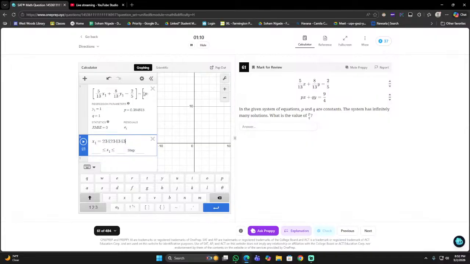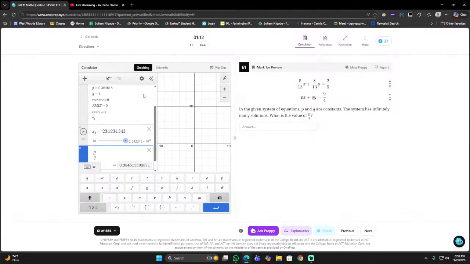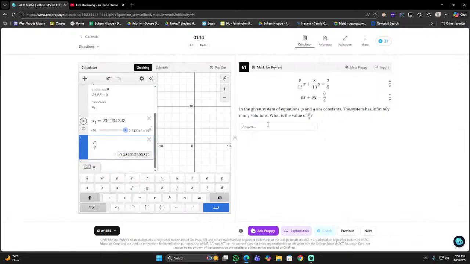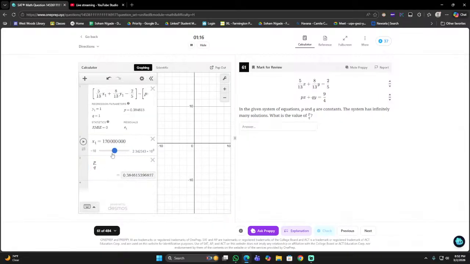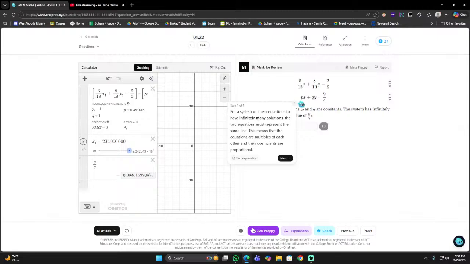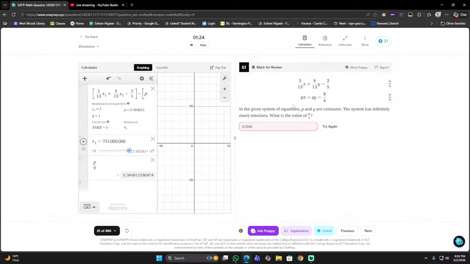You see how p barely changes? I feel like this is wrong. But it's constant, 0.3846. Yeah, I don't know.